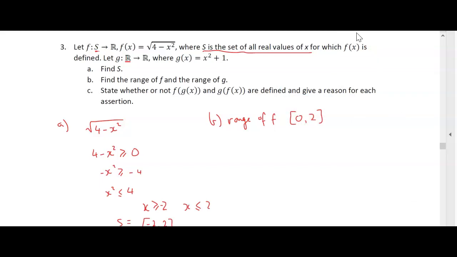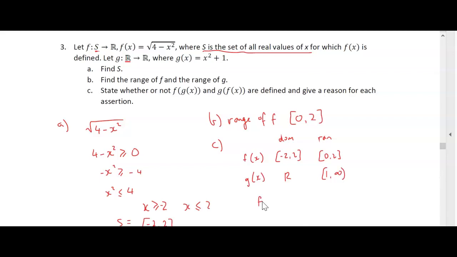All right, and then part C, state whether or not f of g of x and g of f of x are defined for each and give a reason for each. So we can just set up a little table. And then we're going to do the domain and the range. All right, so the domain of f of x was -2 to 2. And the range was 0 to 2. And the domain for g is R. And the range, so we've got a parabola that's been shifted up 1, so it's going to go from 1 to infinity.